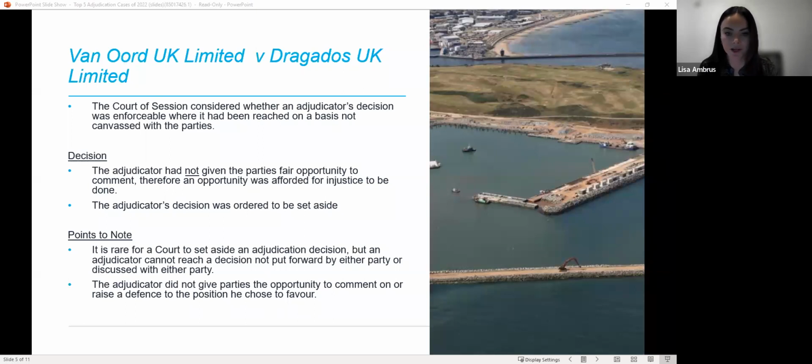Parties should therefore review and consider adjudication decisions carefully and not be deterred from challenging the decision if there is a clear failure to allow a fair hearing. A favourable adjudication outcome based on a point not argued might initially seem attractive for a claimant, but an inability to enforce that outcome will undermine the time and cost spent pursuing the adjudication.